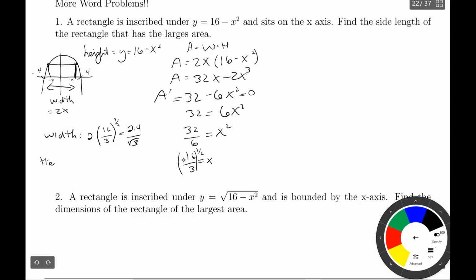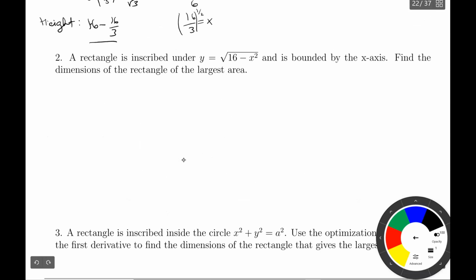And then the height will be 16 minus 16/3. Alright, so let's move on to the next one.